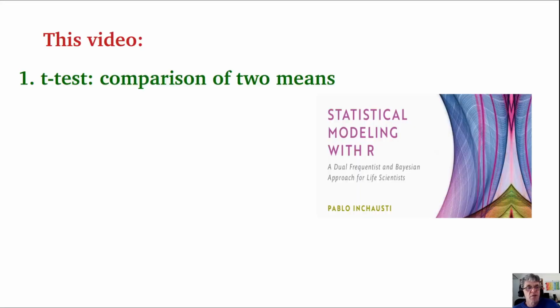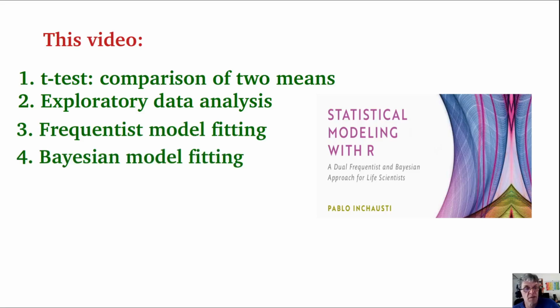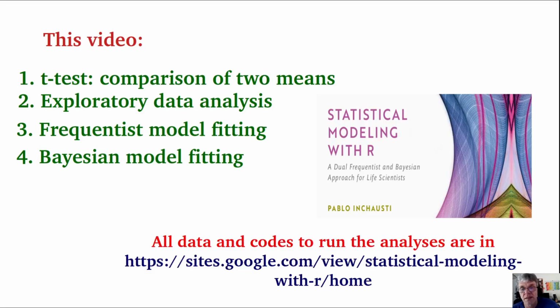In this video, I'm going to talk about the t-test, which is a method to compare the means of two groups defined by a single categorical variable. We are going to start, as always, by an exploratory data analysis that motivates the following work, and then do the frequentist model fitting and the Bayesian model fitting. As in previous videos, all the code and data to run this analysis are on the website shown on the screen.